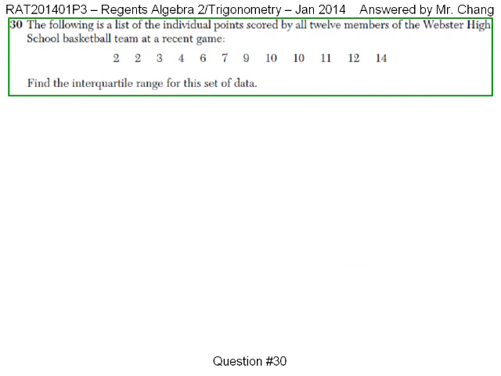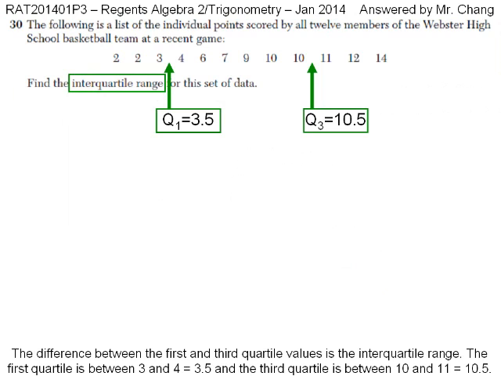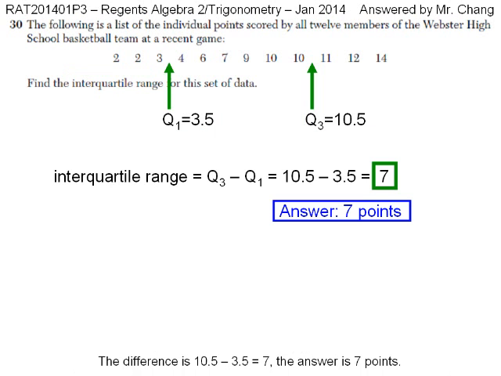Question number 30. The difference between the first and the third quartile values is the interquartile range. The first quartile is between 3 and 4, equal to 3.5, and the third quartile is between 10 and 11, equal to 10.5. The difference is 10.5 take away 3.5, equal to 7. The answer is 7 points.